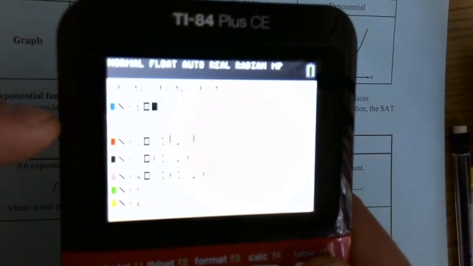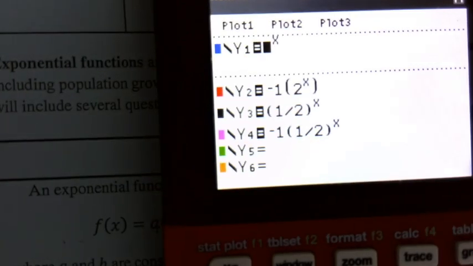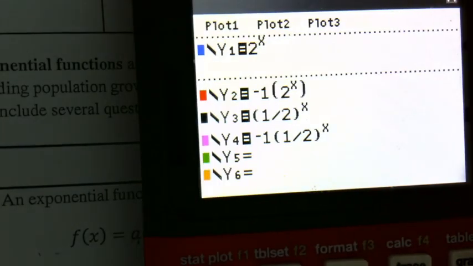So let's watch. It's going to graph these in order on this screen. I just need it to focus. Come on, let's see if we can get this to work. There we go. Here we are.